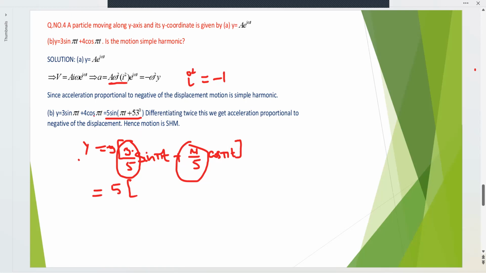And you know that if you differentiate this twice, we are going to get acceleration which is proportional to the negative of displacement. Hence, the motion is simple harmonic. So this is a way of verifying whether the given motion is simple harmonic or not. Okay, right. Let us go to the next question.